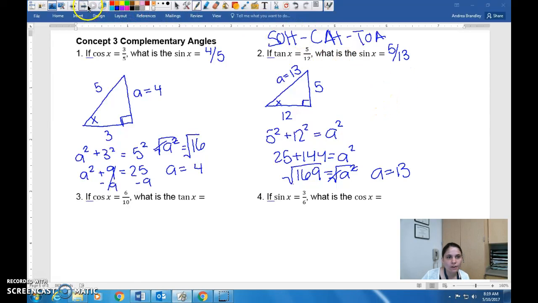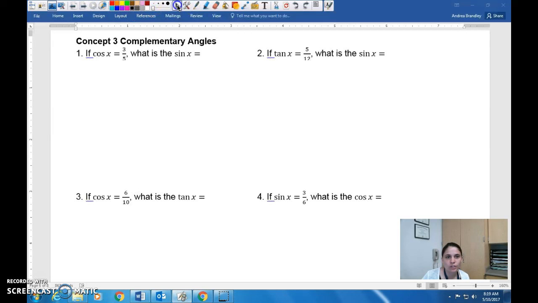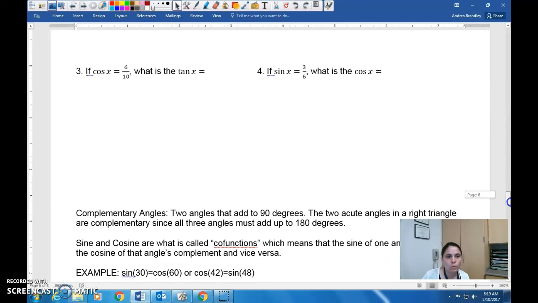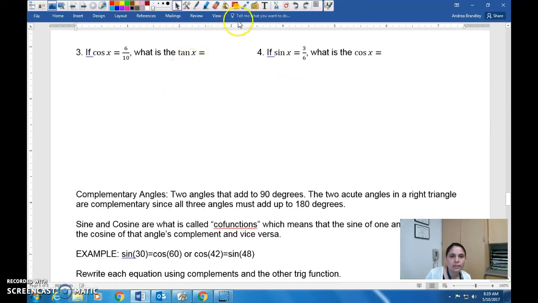So 3 and 4 are very similar. I'm going to go ahead and draw a couple more triangles. So this time I'm given cosine is 6 over 10. So here's my triangle. I have x. Cosine is adjacent over hypotenuse, so the adjacent is 6, the hypotenuse is 10, and I'm missing the opposite side.